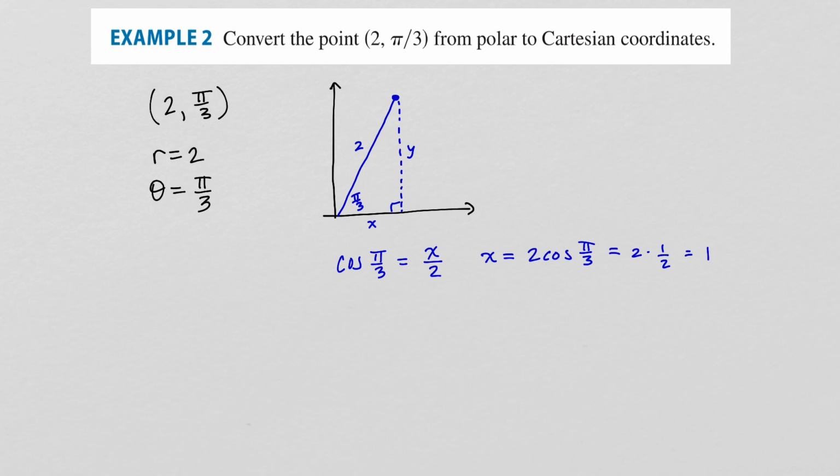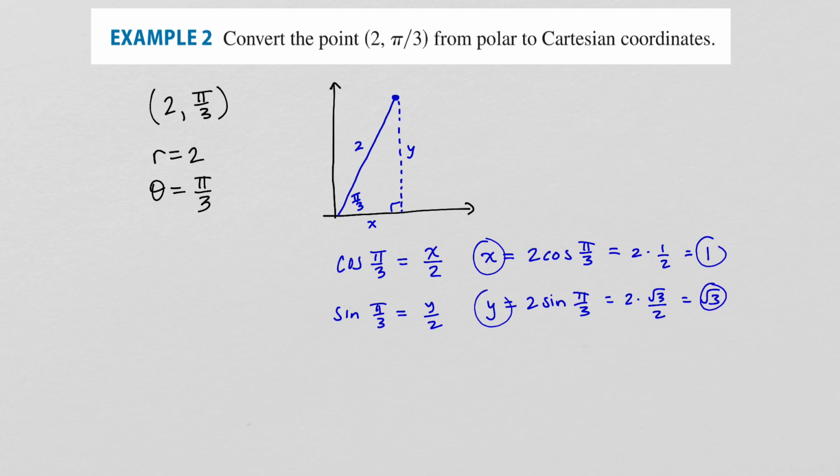Also, sine of pi over 3 is equal to y divided by 2, or y is equal to 2 times the sine of pi over 3. And this is 2 times the square root of 3 divided by 2, which is the square root of 3. And so now we have the x-coordinate is 1, the y-coordinate is radical 3. So in Cartesian coordinates, or in rectangular coordinates, we have the point 1, square root of 3.